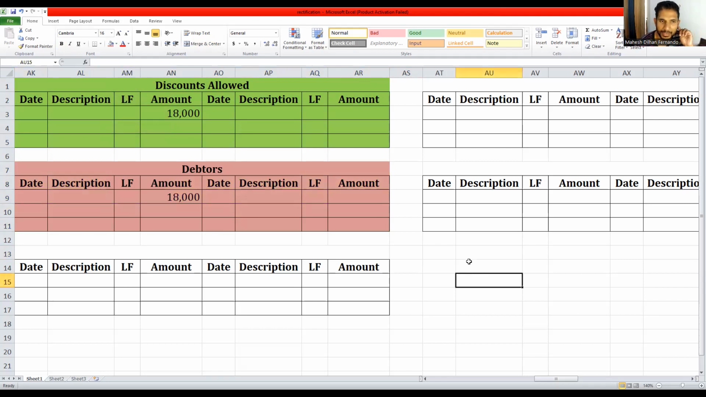Now think and tell me, out of these two accounts, which account needs a rectification? Is it the discounts allowed, the debtors, or both? What do you suggest? Do we need to rectify all the errors, both these accounts? Duniti, who else in the class? Duniti says both. Anything else? Anyone else?